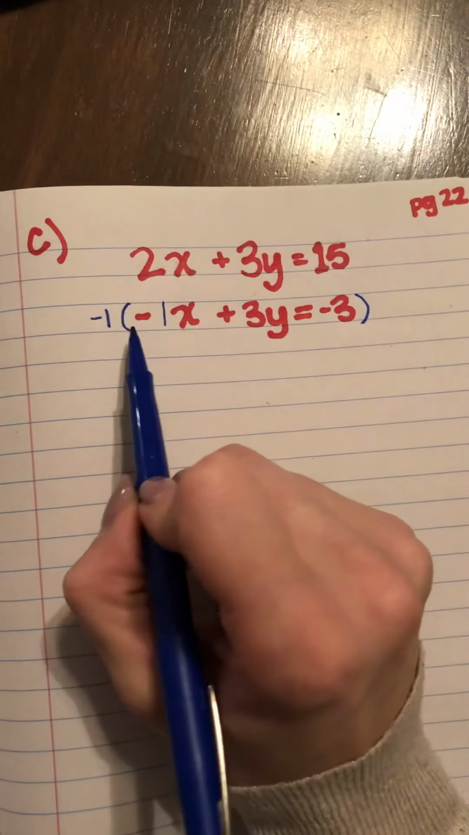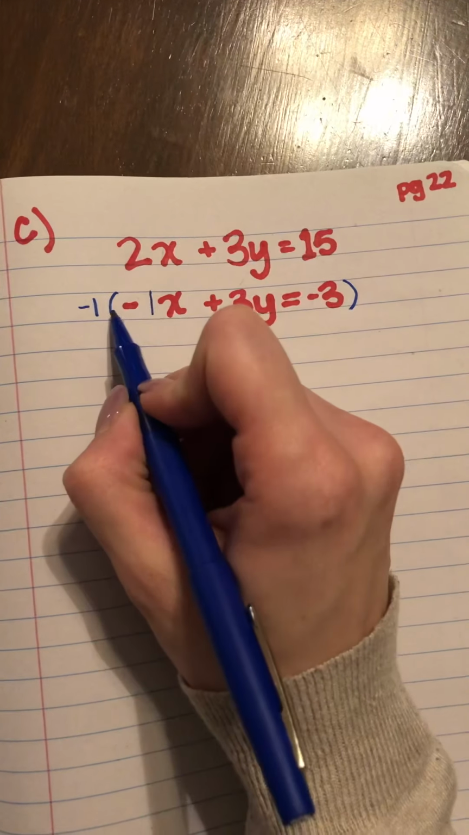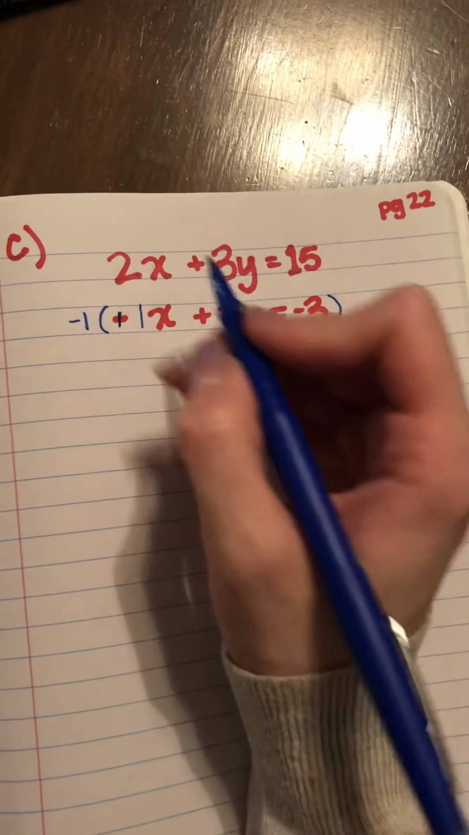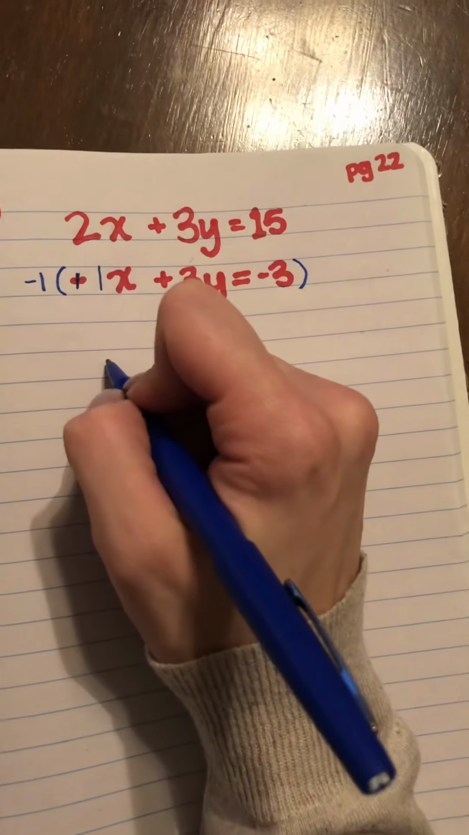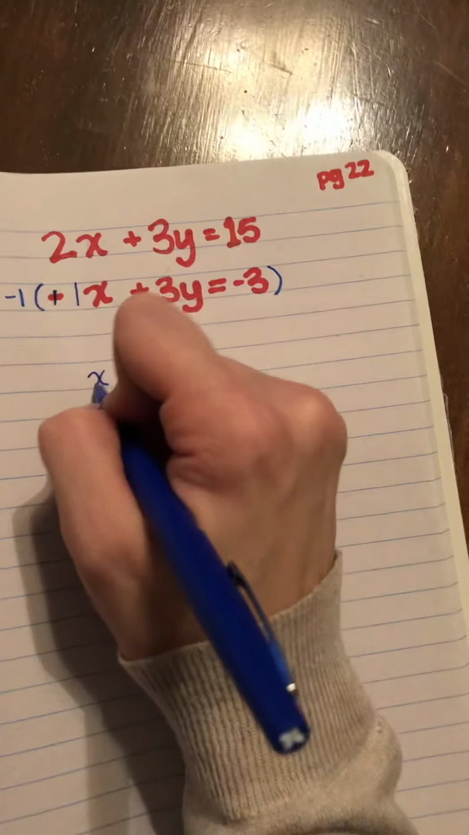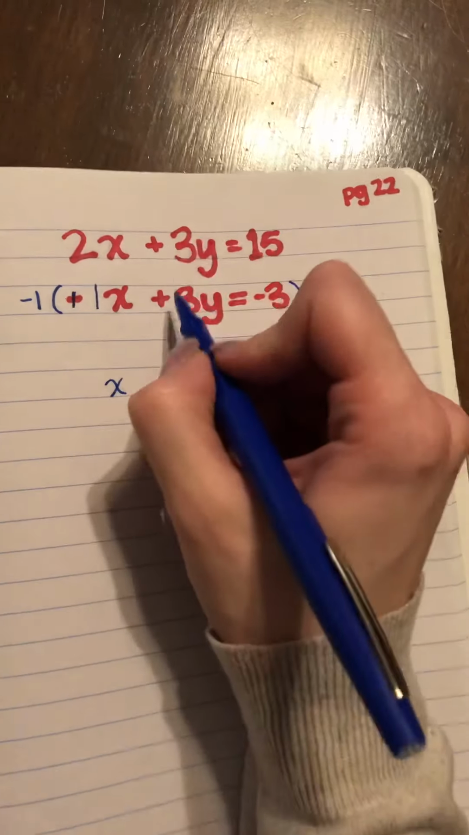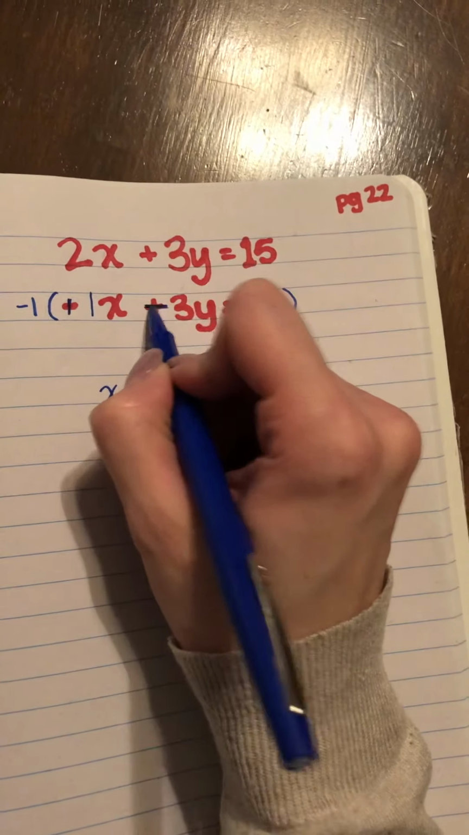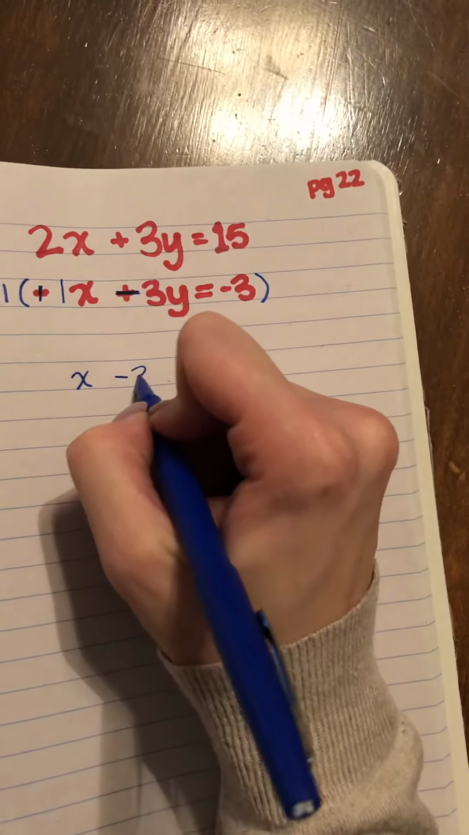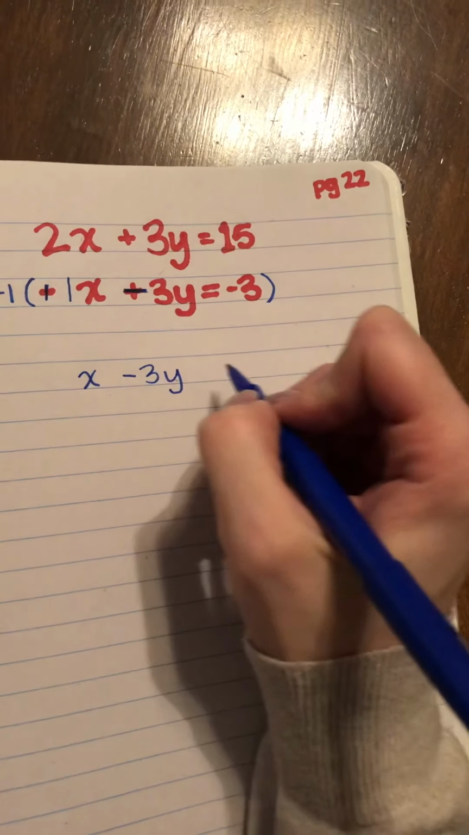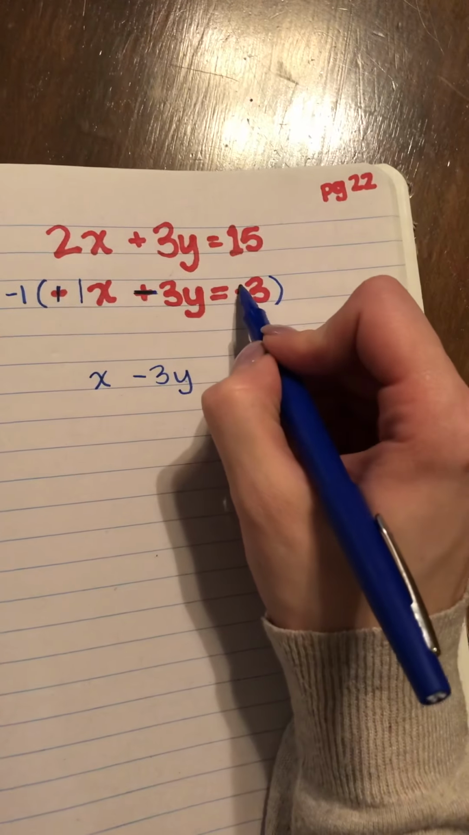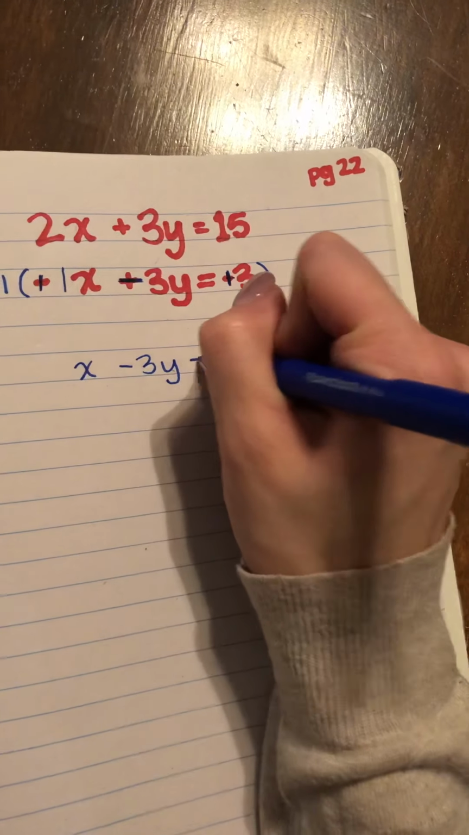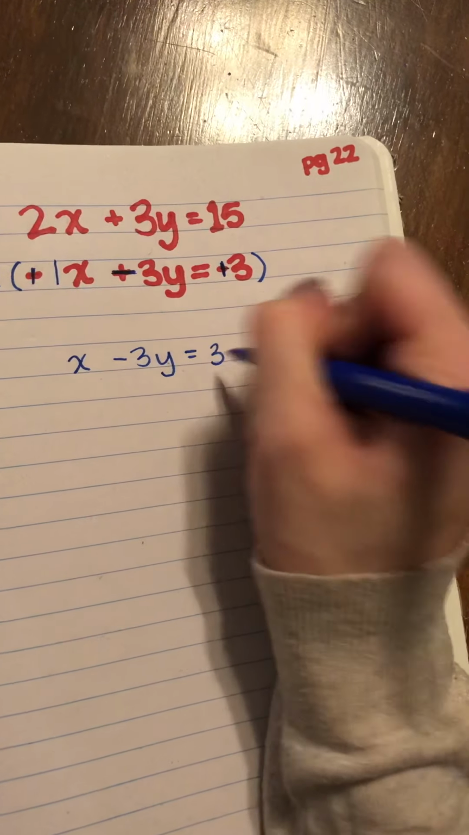So when I do that, I will now have negative 1 times a negative 1, which makes this positive. So I'm going to skip some lines so I can rewrite everything. So I've got a positive x, takes this positive 3 and it makes this a negative. So I have minus 3y. And then it takes this negative 3 and makes it positive. So now I have equals a positive 3.